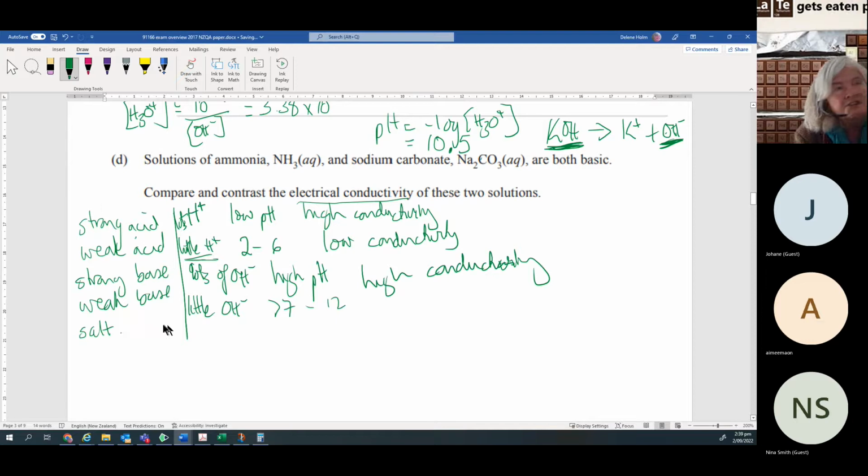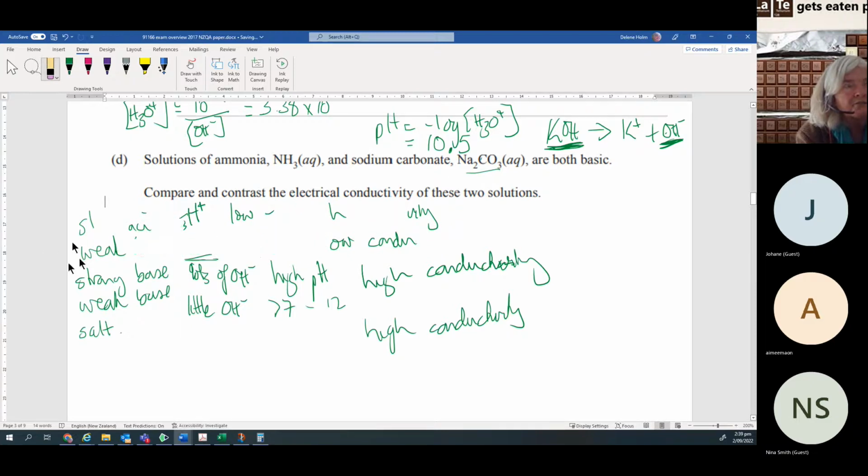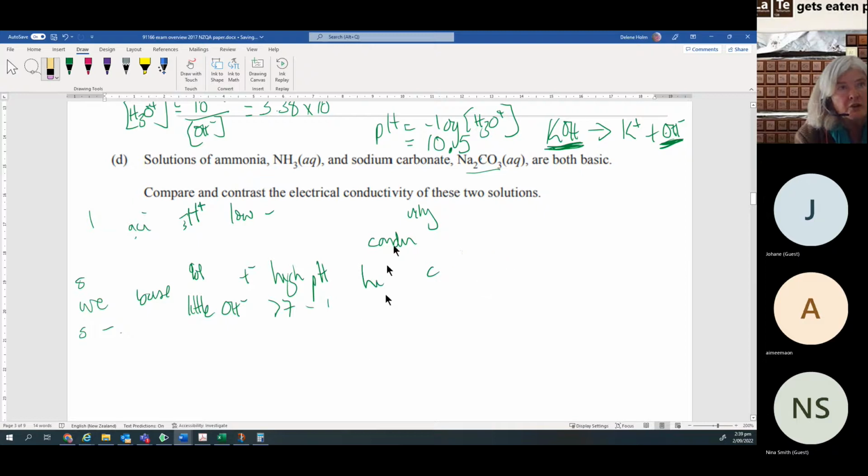Okay, and then our salt. A salt is something that will dissociate completely into its ions. So it has a high conductivity. But depending on the type of salt, it could be neutral, like NaCl, or it could be basic, like the salt they've given you here. I mean, a carbonate's not really a salt, but it is a type of it. Or it could be slightly acidic. So it does depend on the type of salt. So let's now explain with all of that. And the best way to do it is really through equations.